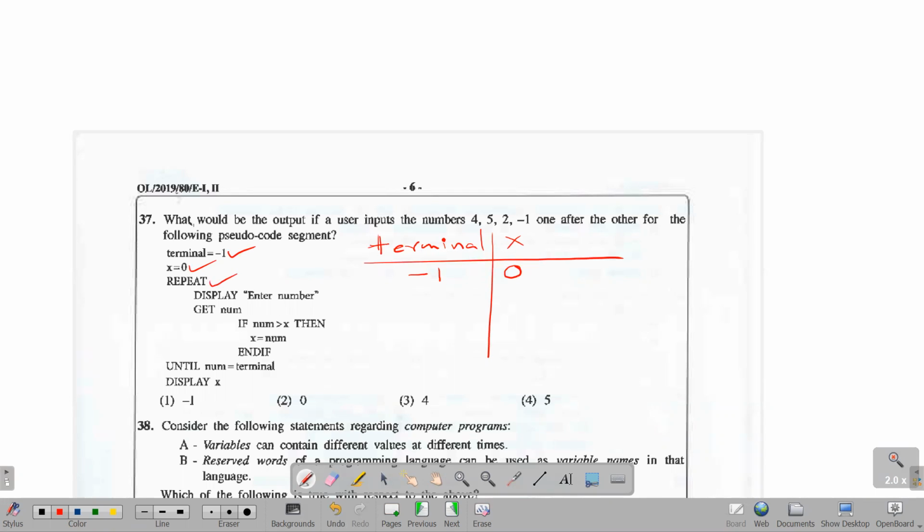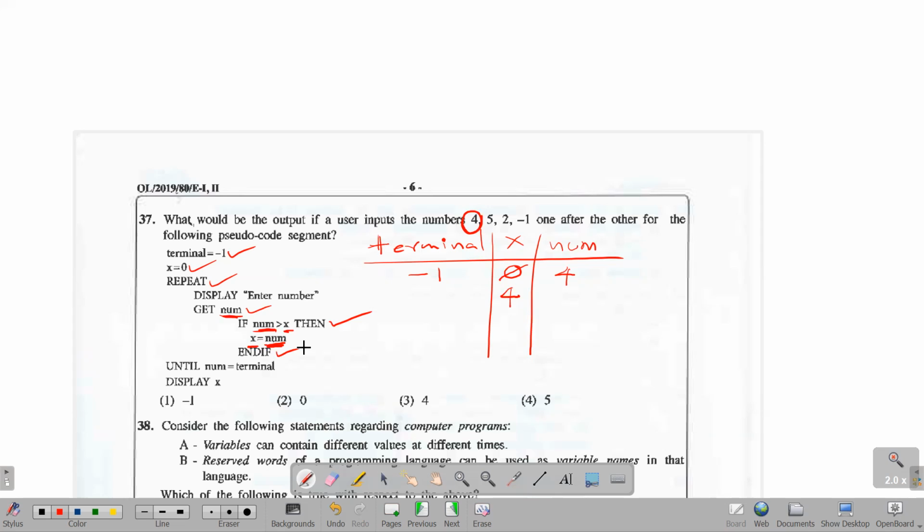It says repeat. Okay. Display enter number. So we will see the enter number value. And it says get num. Get num means whatever the user inputs will be read into the variable num. So num will be assigned the first input. That means 4. If num larger than x, num means 4, x means 0, so it is yes. So this is correct. It says give the value of num to x. So the value of num is 4. Now x is assigned 4.